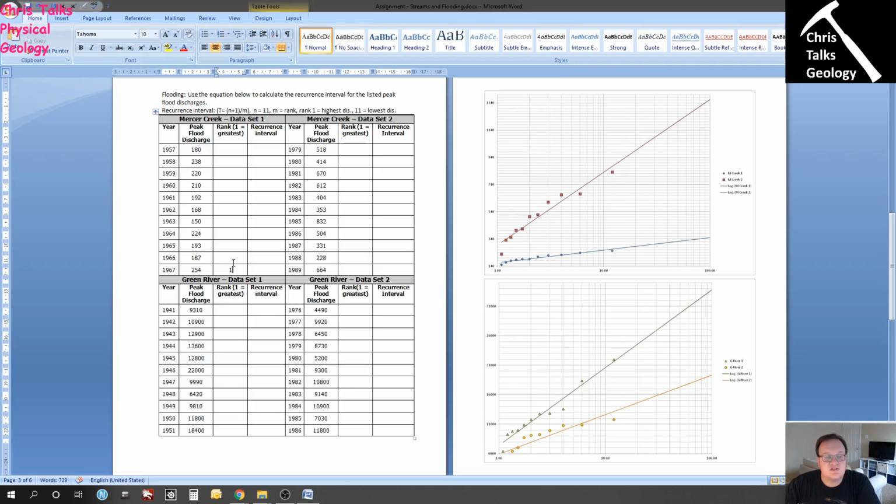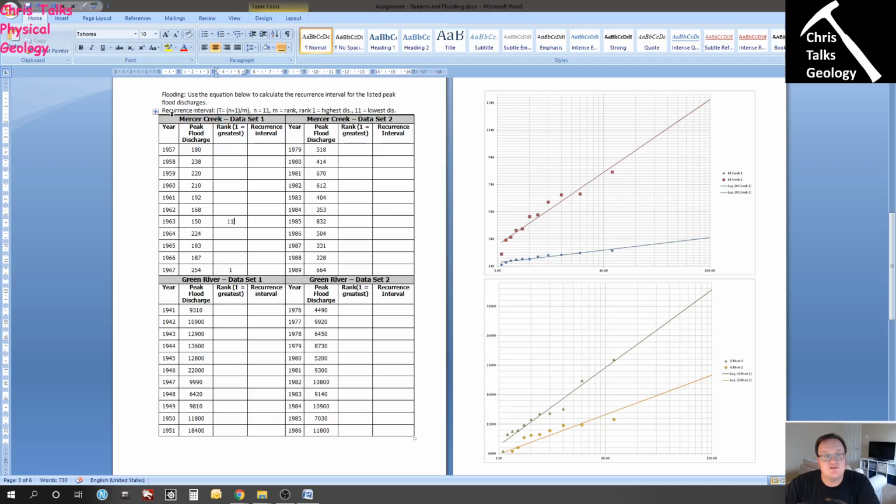Then we are going to steadily rank the floods, going from 1 being the largest to 11 being the smallest. So the smallest discharge is going to be, let's see, 150. Let's just double check. Good. So that's going to get rank 11. And you're obviously going to fill in the ranks in between. So each one of these is going to be ranked somewhere, a number between 1 and 11.